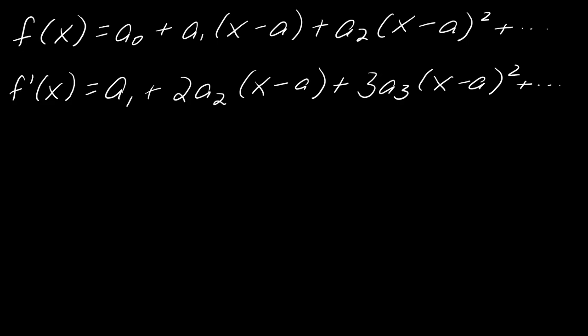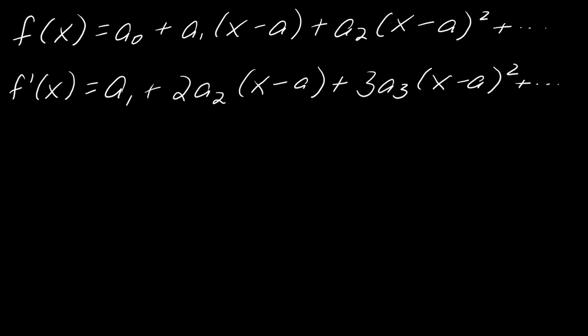If I take the first derivative, this x drops out. This is just x to the first, this a is just a constant, so all of this drops out and I'm just left with a sub 1. And then for this term, the 2 will come out in front, and then I've got x minus a to the first, and then we can continue this pattern. This had a 3 here, so now the 3 comes down, and so on and so forth.